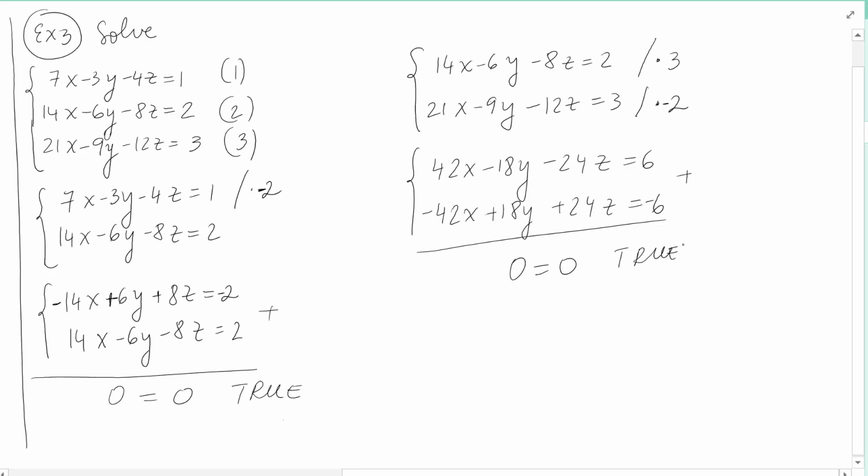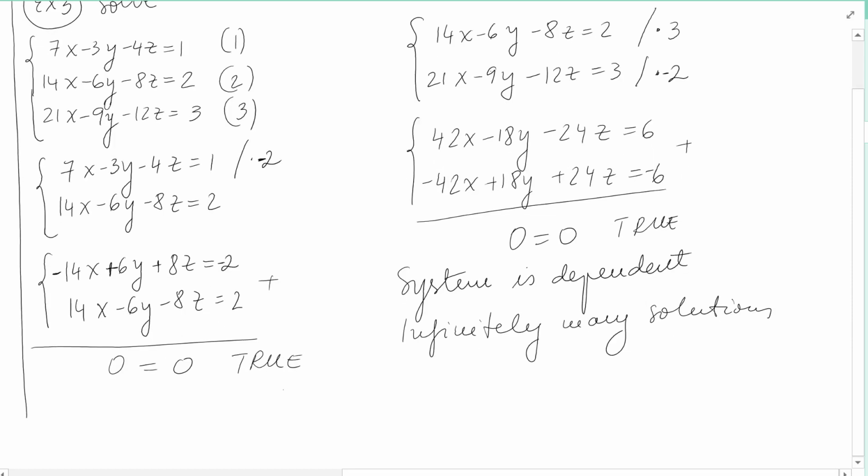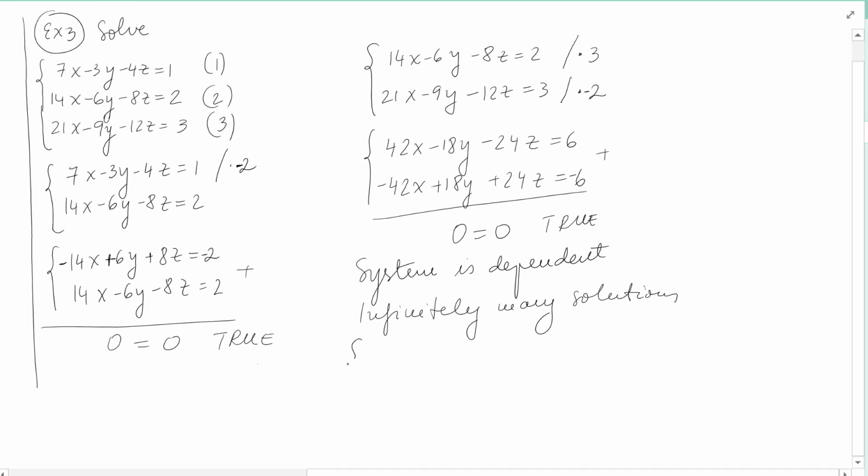So the conclusion is the system is dependent, which means the equations are dependent, which means that we have infinitely many solutions, and usually we write two of the variables in terms of 1, but we cannot in this case. So we are going to write x, y, and z with the property that 7x, and I'm just going to copy the first one, minus 3y minus 4z equals 1.